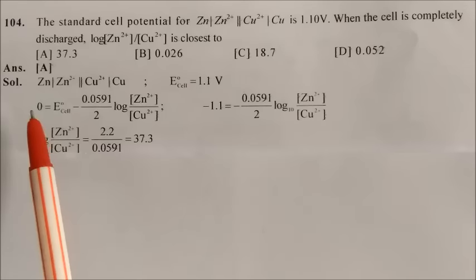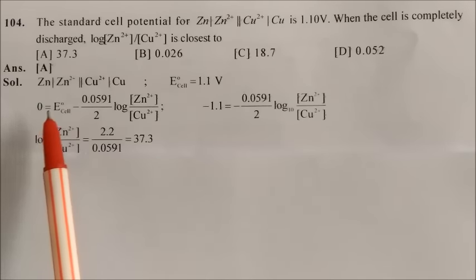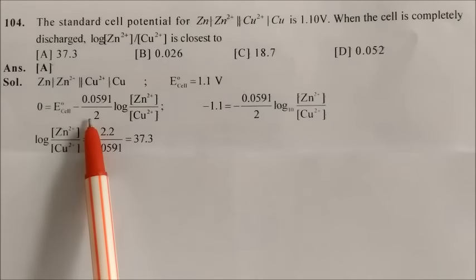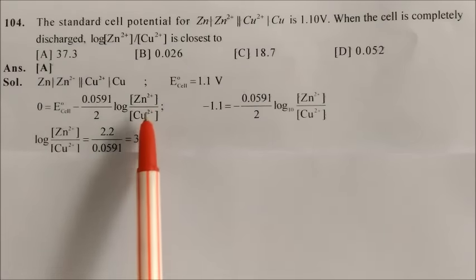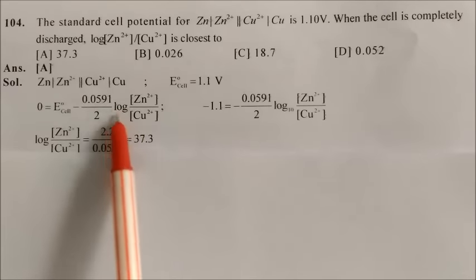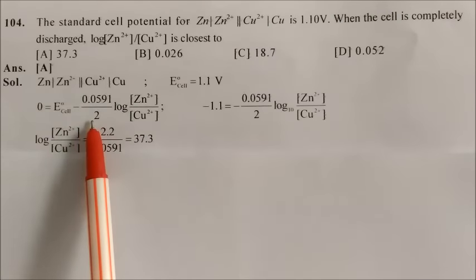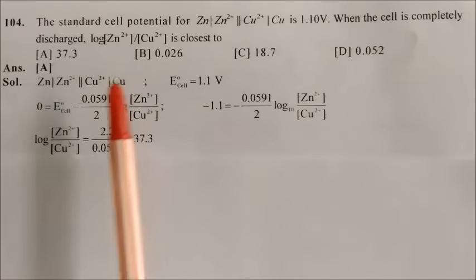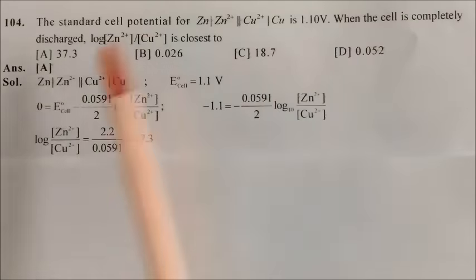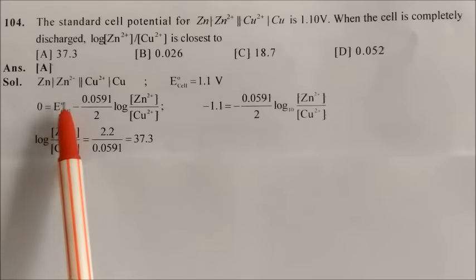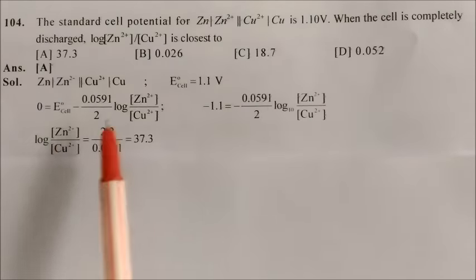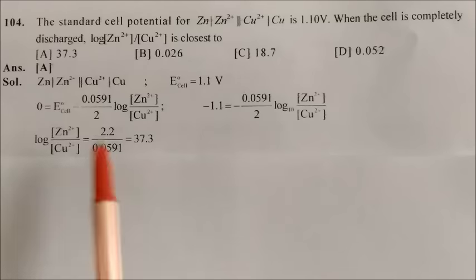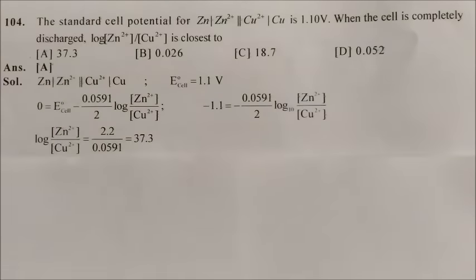If you see here, EMF of the cell is equal to E naught of the standard cell minus 0.059 divided by the number of electrons lost, and this is the concentration of zinc by concentration of copper. So this you have to find out, and the number of electrons lost is 2, and E is actually 0, because the cell is completely discharged. And E naught of the cell is 1.1 volt. So this will come to this side, it will become negative. So if you solve it, you will get answer 37.3. So answer is A.